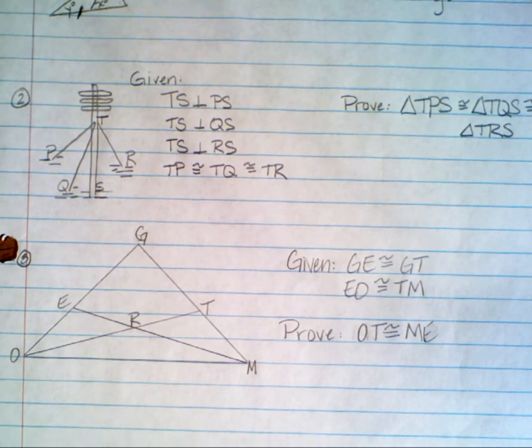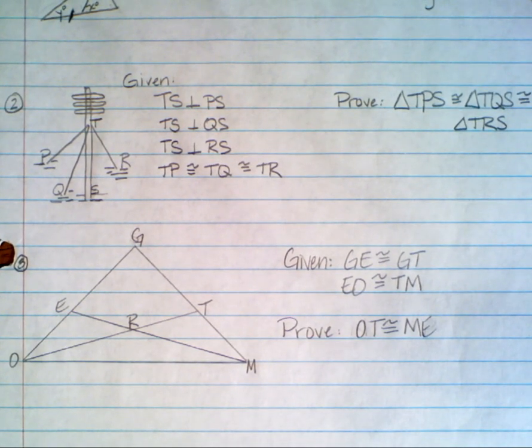Then here in example number 3, I know that GE is congruent to GT and that EO is congruent to TM. I need to prove that OT is congruent to ME. Think about the segment addition postulate that we studied a long time ago. Think about what we know about congruent sides and their corresponding angles, or opposite angles really, so the base angle theorem that we looked at a few minutes ago.